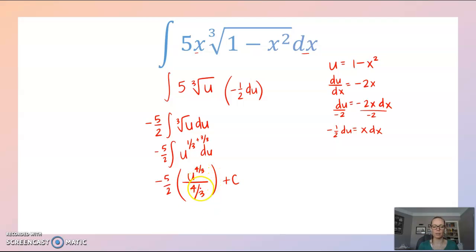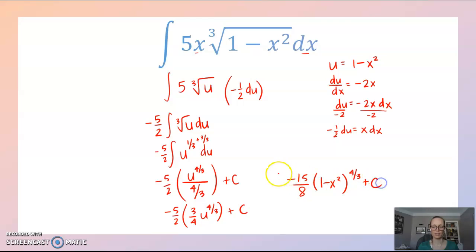And then we're just going to clean this up a little. So when I divide by this fraction here, I'm actually multiplying by the reciprocal. So I'm multiplying by 3/4 u to the 4/3 plus c. And then I'm going to multiply negative 5/2 and 3/4. And so my final answer would be negative 15 over 8 u, oh, I'm sorry, got to put my x's back. So negative 15 over 8, 1 minus x squared to the 4/3 plus c. And that right there would be the antiderivative to that problem.